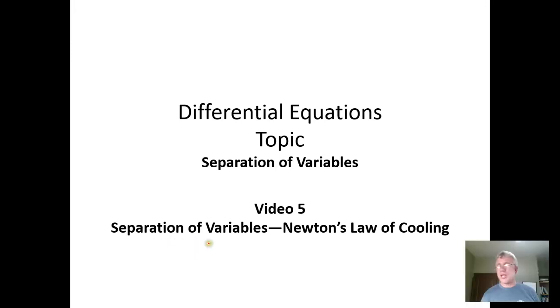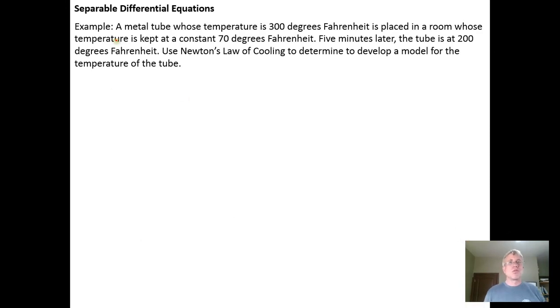So in this video, we're going to use separation of variables to do a Newton's law of cooling problem. The example says a metal tube whose temperature is 300 degrees Fahrenheit is placed in a room whose temperature is kept at a constant 70 degrees Fahrenheit. 5 minutes later, the tube has cooled to 200 degrees Fahrenheit, and it says use Newton's law of cooling to develop a model for the temperature of the tube.